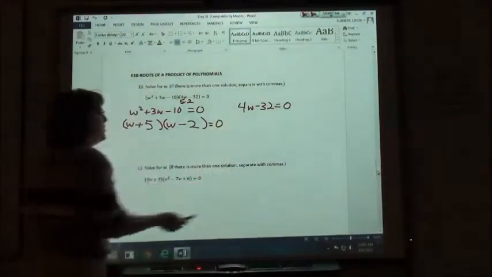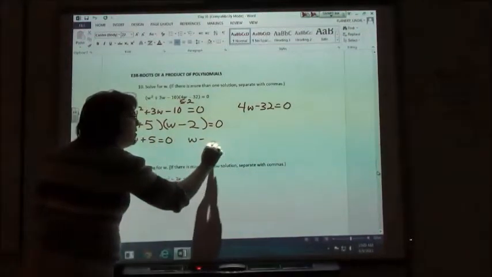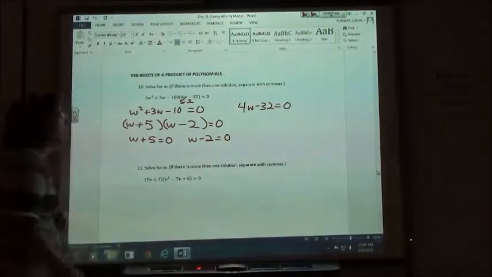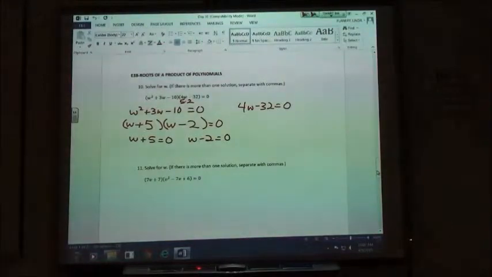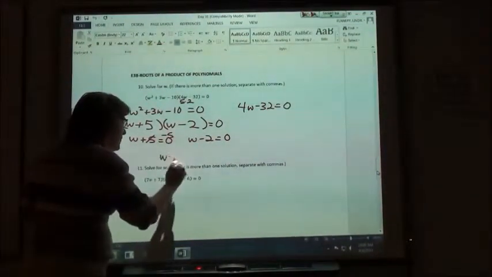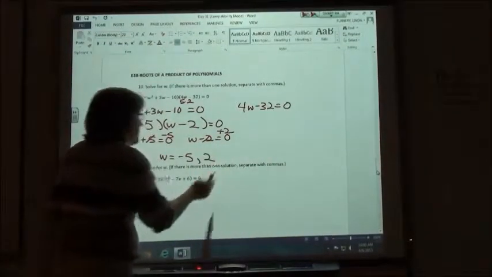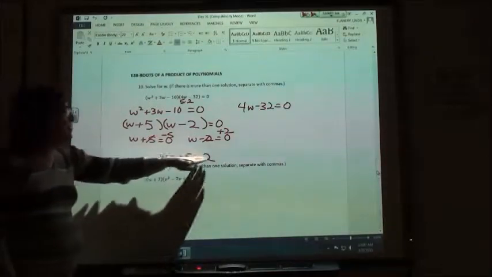Since we have the equal 0 then, either w plus 5 could equal 0 or w minus 2 could equal 0, and I have to move my numbers over so I get the opposite answers. So here I'm going to minus my 5, here I'm going to plus my 2. So for this part we get negative 5 and 2.